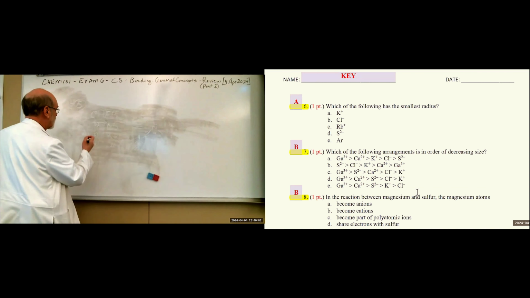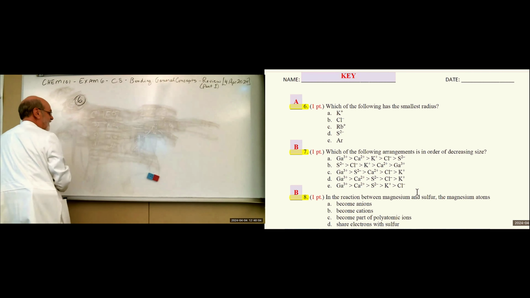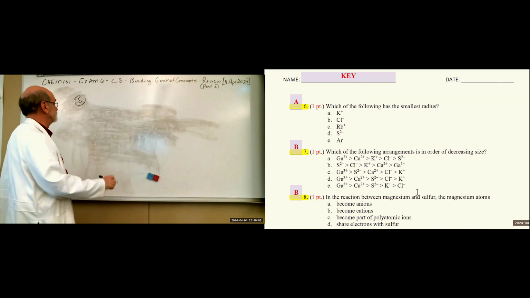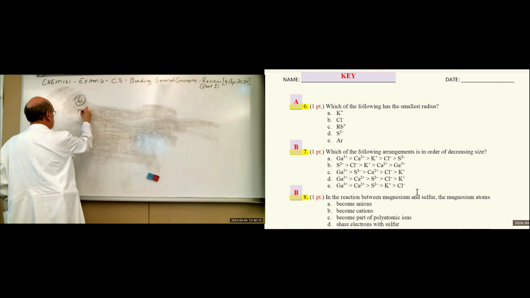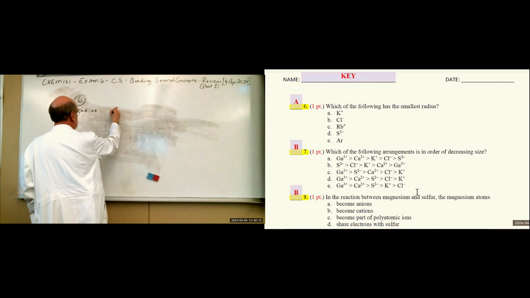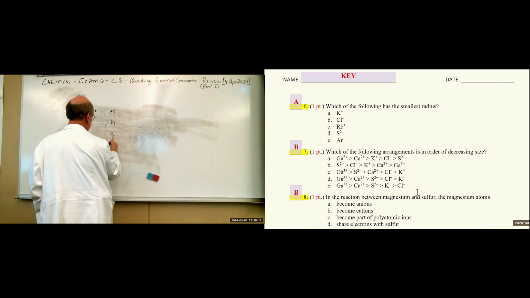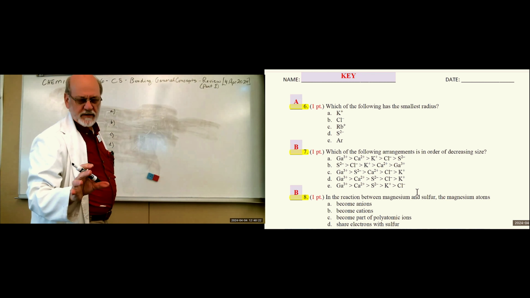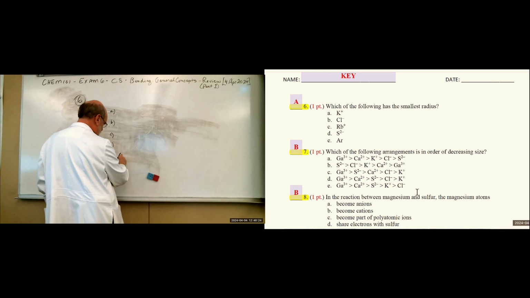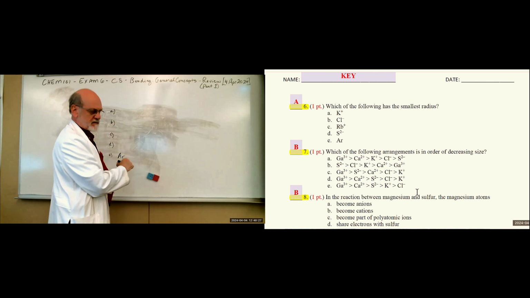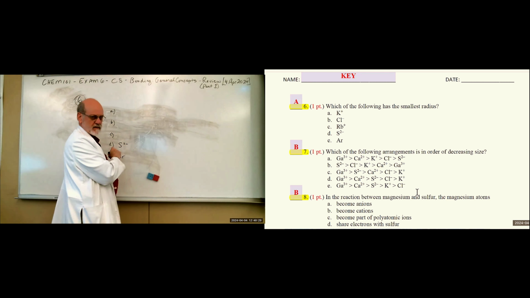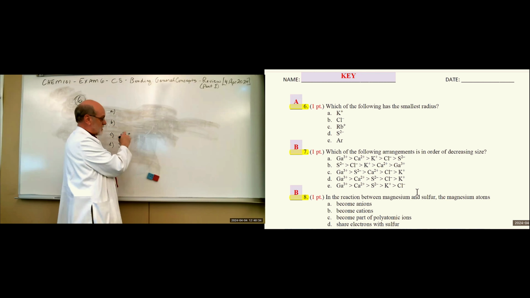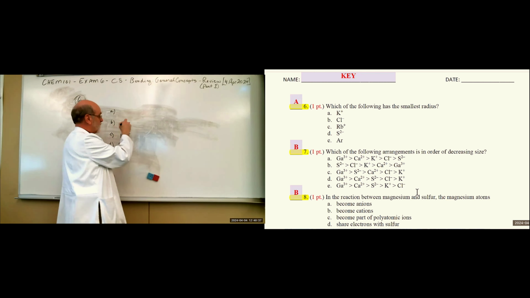All right, number 6. Which of the following has the smallest radius? Looking for a radius. What are our choices? We have all ions except the last one: argon, sulfur ion, rubidium, chlorine, and potassium.